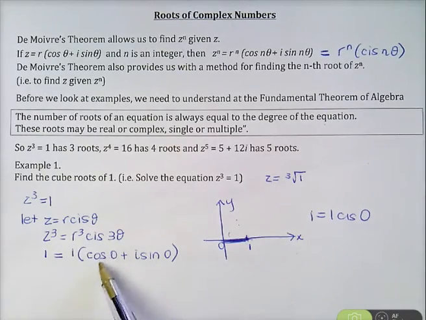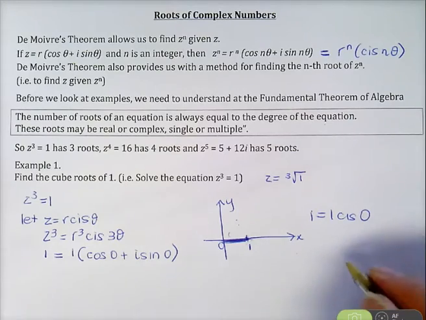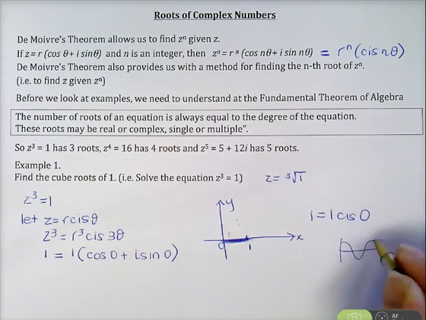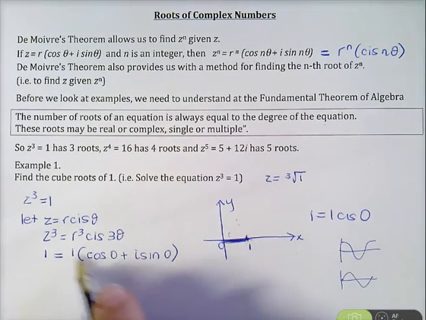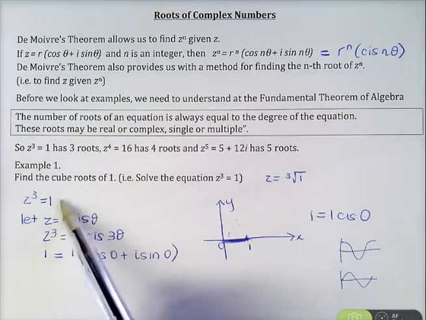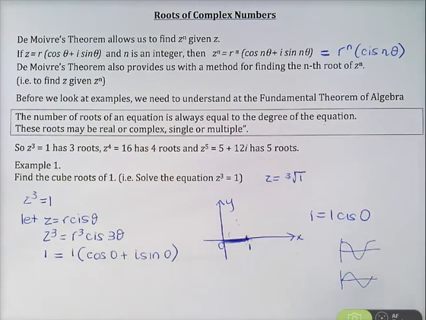The other way you can look at this is using a cosine curve. Cos of 0 is 1 and sine of 0 is 0. So 1 times 1 plus sine 0 is 0. 1 times 1 is 1. So we're just expressing 1 in modulus argument form.